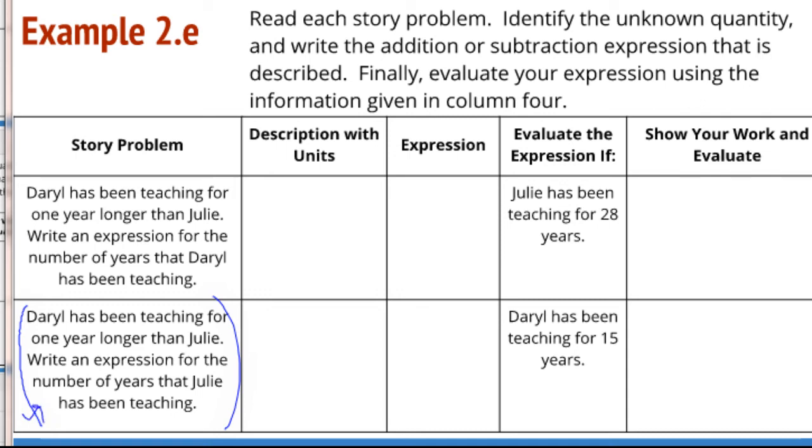All right, Daryl has been teaching for 1 year longer than Julie. Write an expression for the number of years that Daryl has been teaching. So I've got Daryl is where I want to end up, so I'm going to start with Julie, and Daryl is 1 year more. Sometimes for me, it is helpful to write the expression and then come back and think through my description of the units. So let J equal number of years Julie has taught.